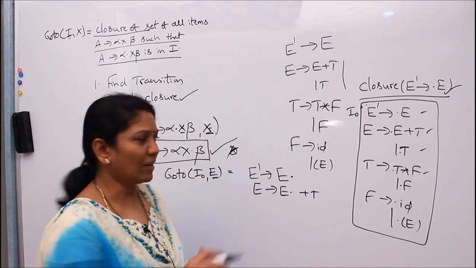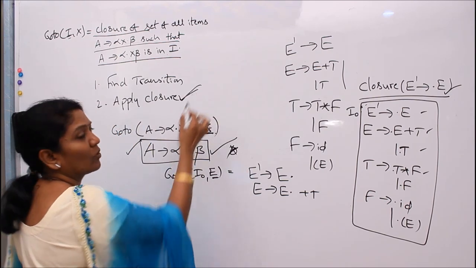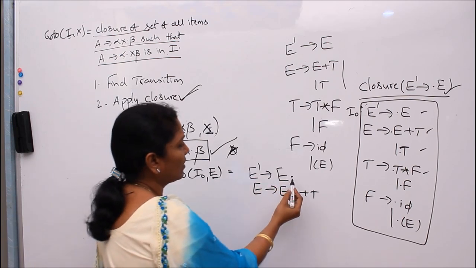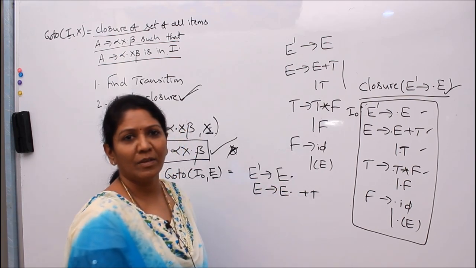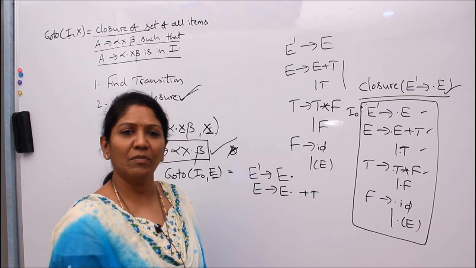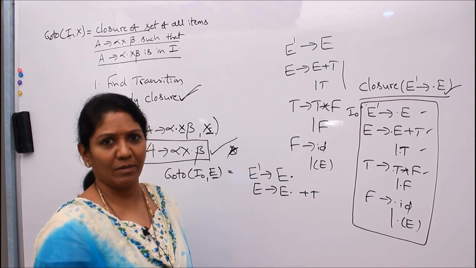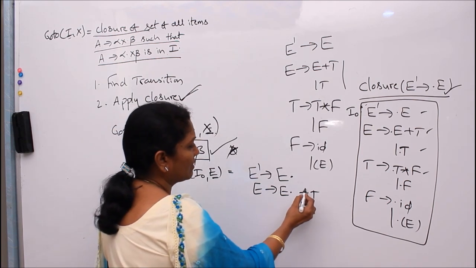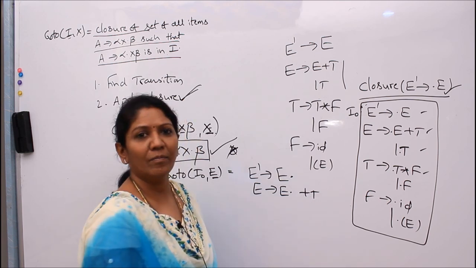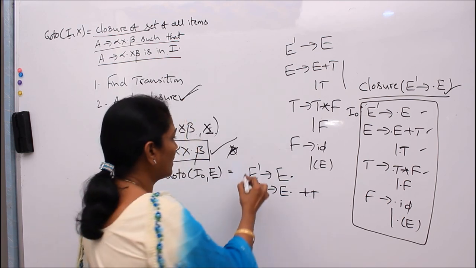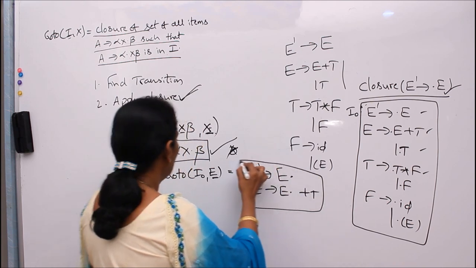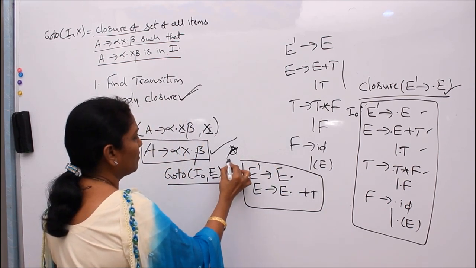Evaluation is not complete. On this we should now apply closure. Now if you apply closure on this, here you have a final item. So when you have a final item and apply closure, you don't get any new items. Whereas here the symbol that follows dot is a terminal, so no need to add anything. Now we can say this is goto of I naught on E. Let me take it as I1.